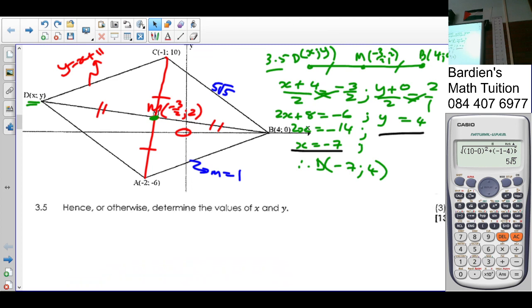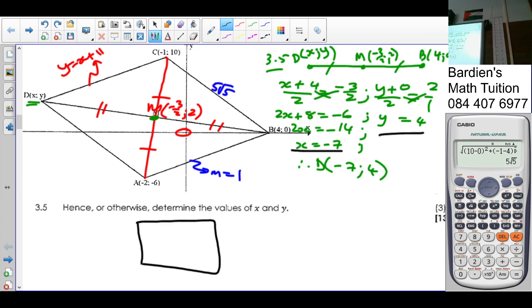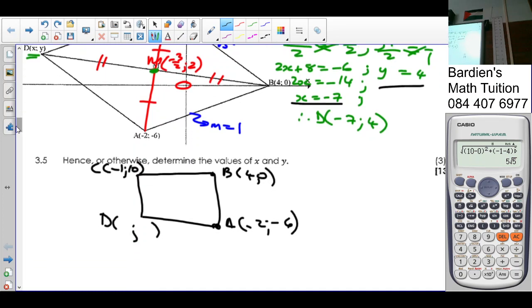Alternatively, what we can do is we draw a parallelogram. D is here. Okay. We got C, which is negative 1 and 10. We got B, which is 4 and 0. And we got A, which is negative 2 and negative 6. Remember, in a parallelogram, opposite sides are equal in length.